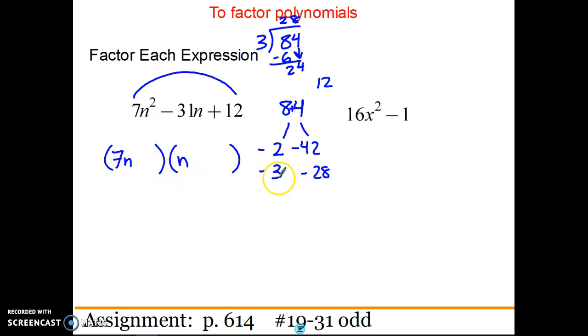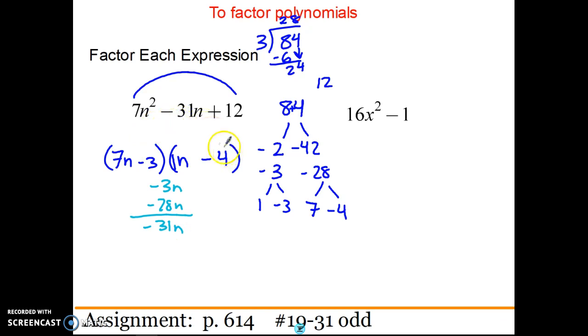Which one will 7 come out of? It'll come out of the 28. 7 times what? Negative 4. So then the negative 4 can't go in the box next to the 7. Now in the 3, I already used the positive 1 right here, so I need to multiply by negative 3. And there you have it, 7n minus 3, n minus 4. Let's check the inner and the outer products. Negative 3n, okay, negative 28n. When I add those together, I get negative 31n. That's great. Check the last product. Negative 3 times negative 4, positive 12. I know that this works.